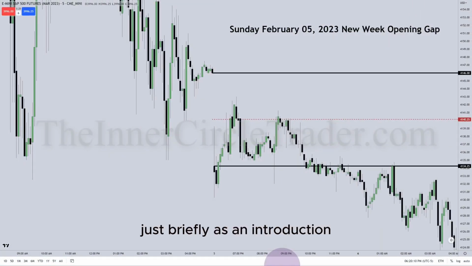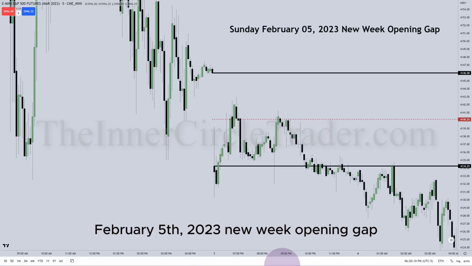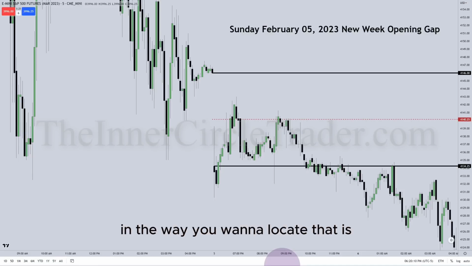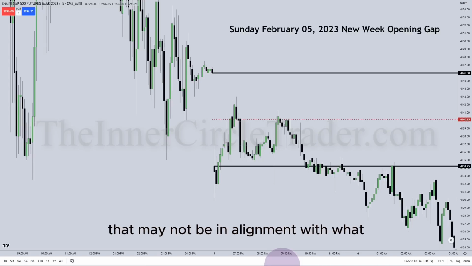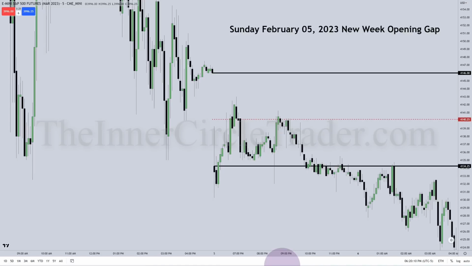Just briefly as an introduction, this is the Sunday, February 5th, 2023 new week opening gap. And the way you want to locate that is you want to go into a lower time frame chart. You don't want to use your daily chart because your daily chart is going to be using a settlement price that may not be in alignment with what we're showing you here to use. So you can use a 1 or 5 minute chart.